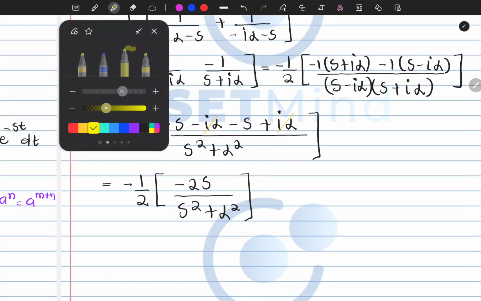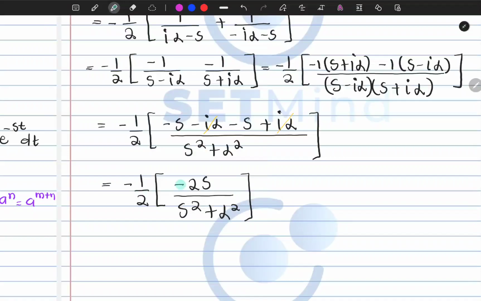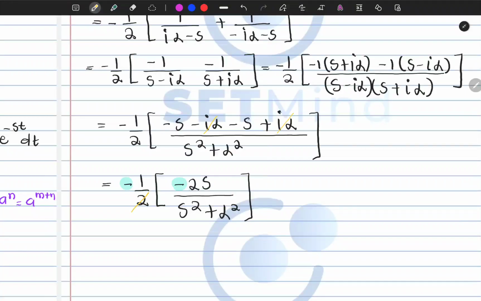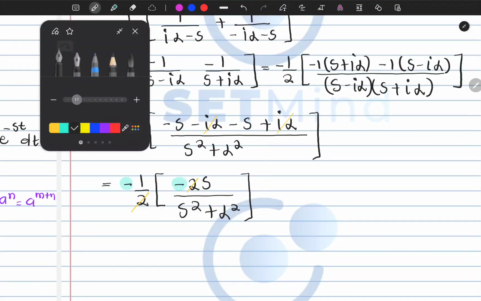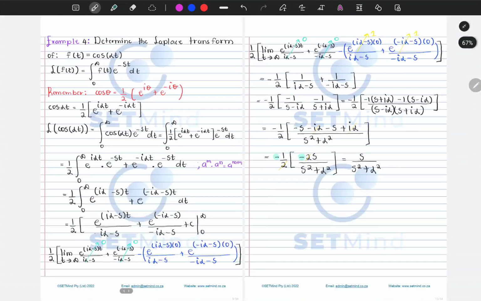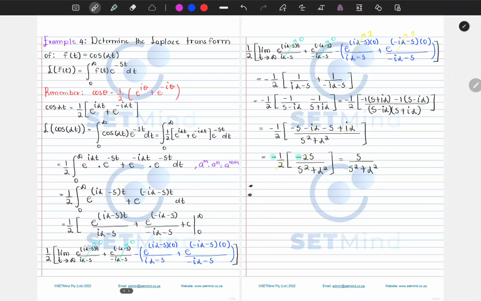And if you look carefully, we have a minus 2, so the minus and the minus will make a positive, and then this 2 and that 2 will cancel, so that we get an answer which is going to be s divided by s squared plus alpha squared. So what is going on? In summary, whenever you are taking the Laplace of cos of alpha t, the answer is simply s divided by s squared plus alpha squared. That is how you get to the final answer.